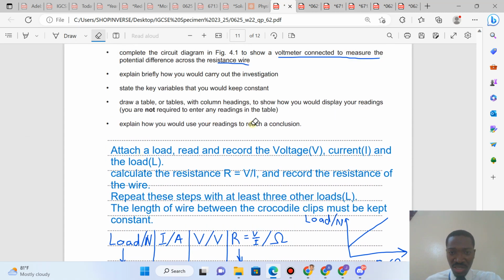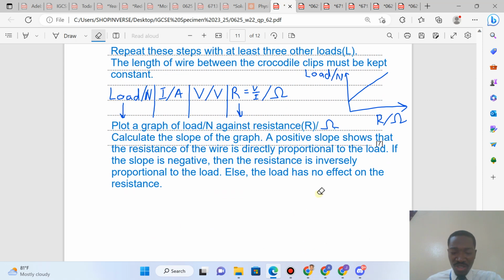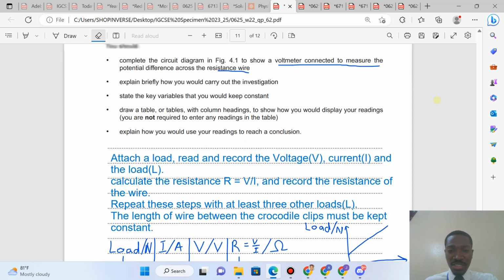Explain how you would use your readings to reach a conclusion. If the slope is positive, you state that resistance is proportional to load. If the slope is negative, you state that resistance is inversely proportional to load, or you say resistance reduces as the load increases. Load, not slope, please. As the load increases, resistance reduces. And if your slope is 0, you say the load has no effect on the resistance of the wire.